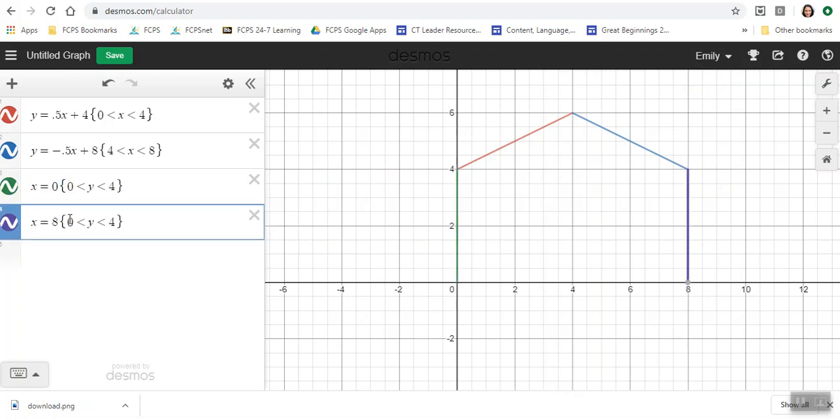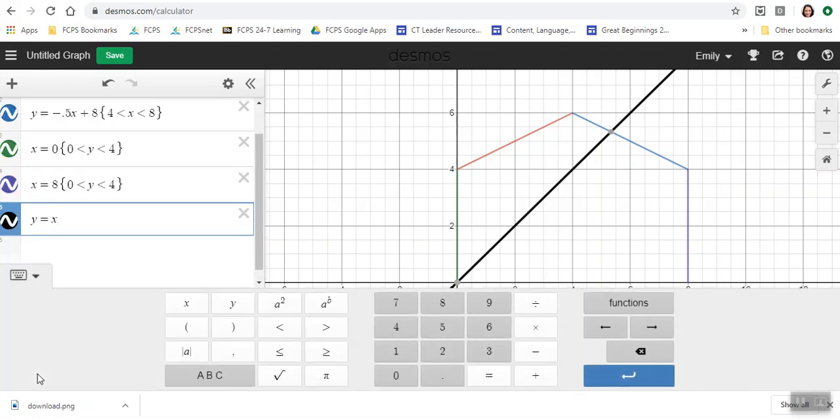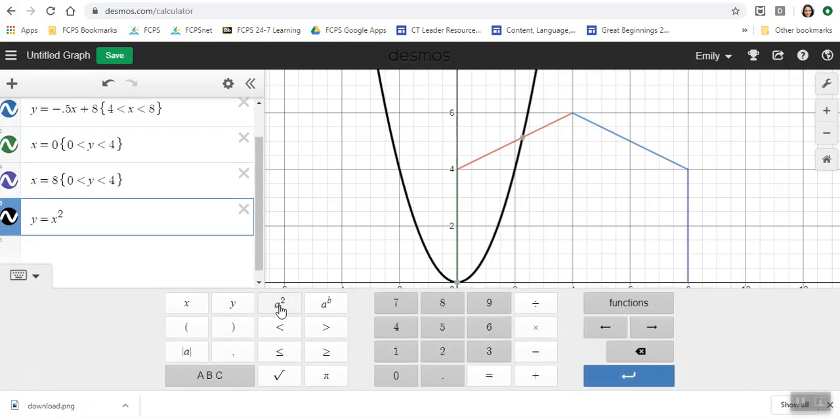Okay, so that's starting to look like a house, but so far I only have lines on it. So the next thing I need are quadratics. So let's look and see what a quadratic looks like. The parent function of a quadratic is y equals x squared. And to get the squared, you need this keypad down here, and there's the squared.